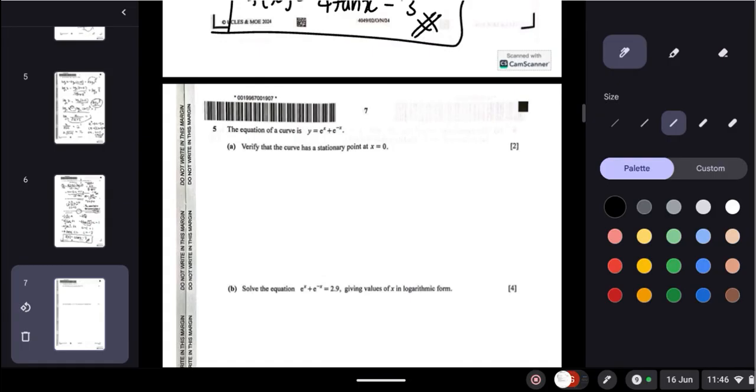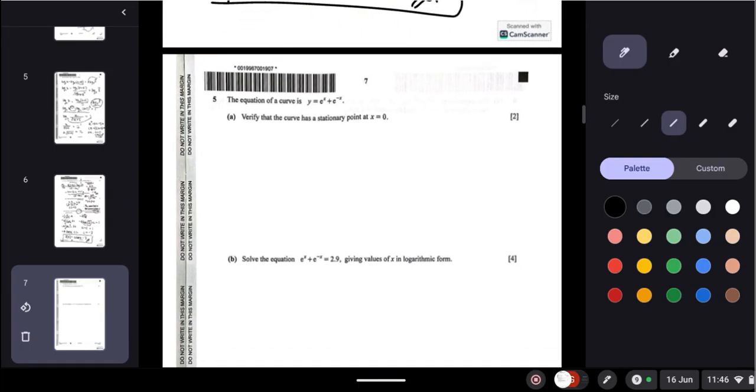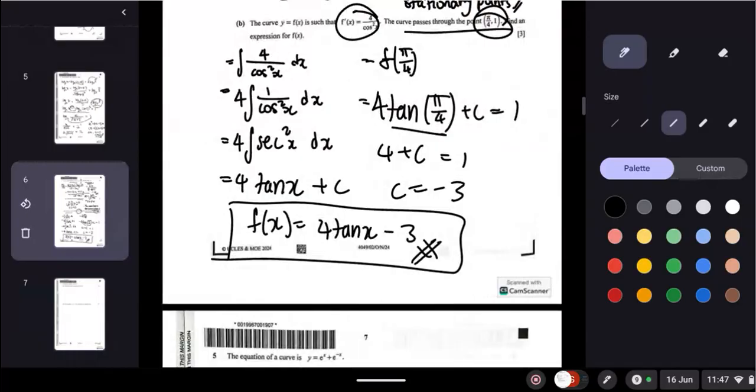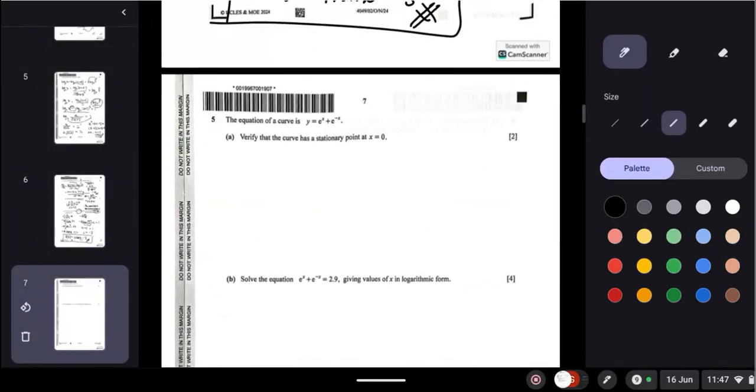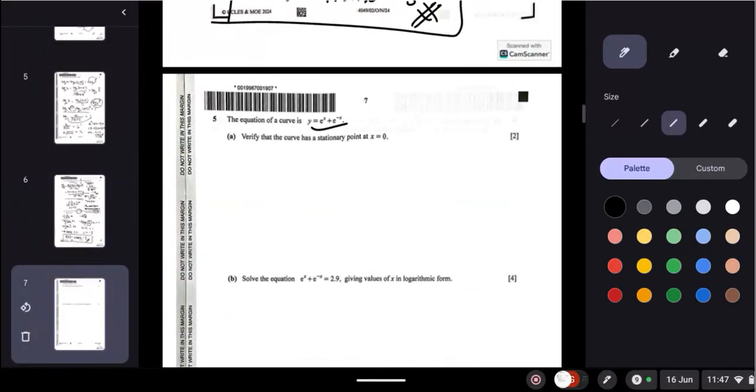Next question. Now, this question was also a very odd question that came up. They're saying this is the equation of the curve. It's not really hard, but it's a bit unusual because they use the word verify. I don't really see the word verify before in an exam, so it's a bit confusing for a lot of students.